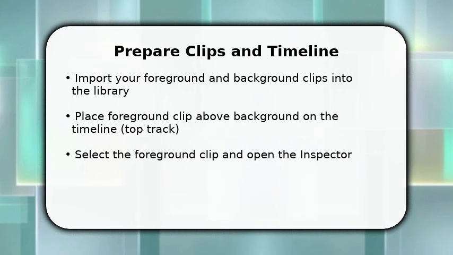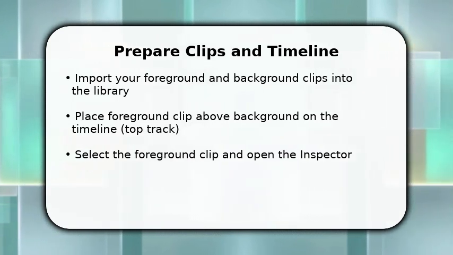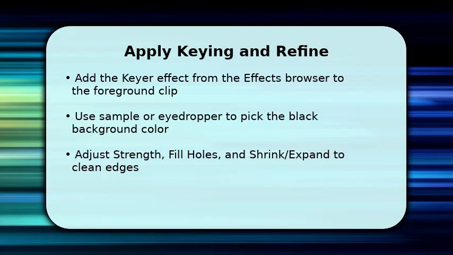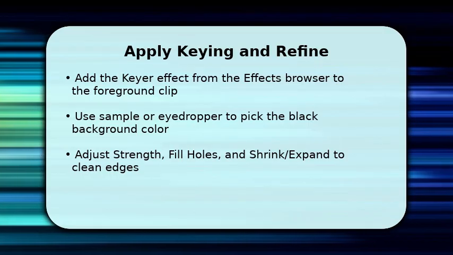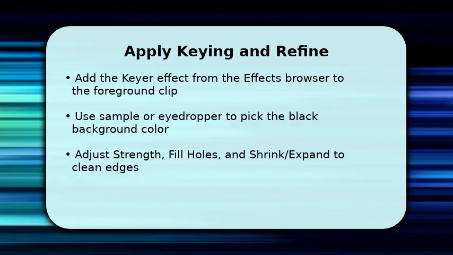You'll now remove the black by applying the keyer effect. Drag keyer onto the foreground clip and use the eyedropper to sample the darkest area of the background. Once the key is applied, refine parameters. Increase strength to remove lingering darks, adjust shrink/expand to tighten edges, and use fill holes to fix missing pixels.